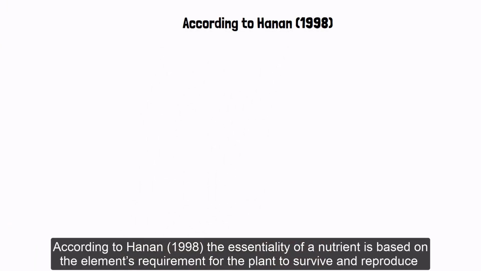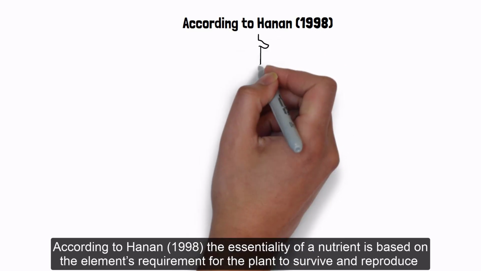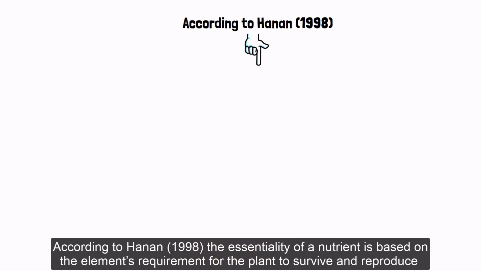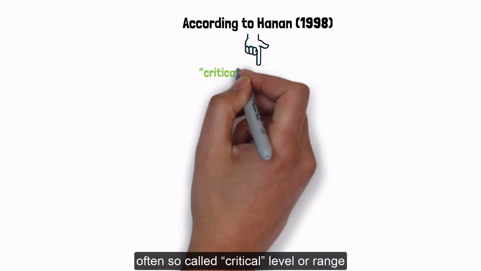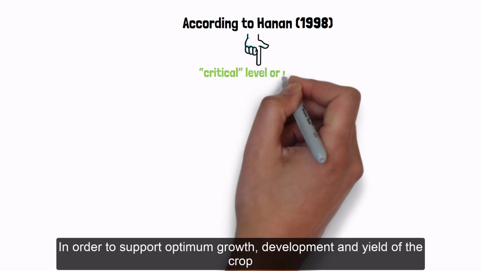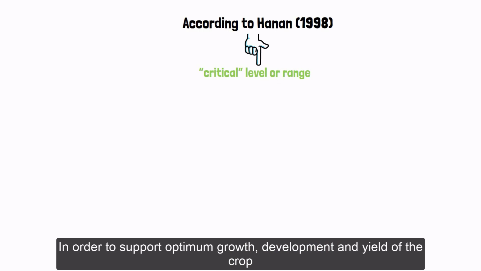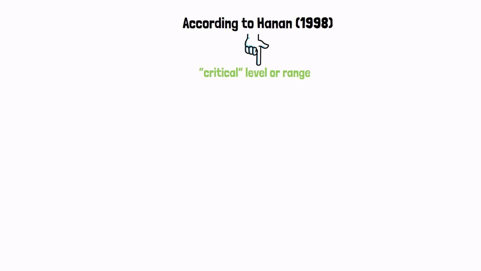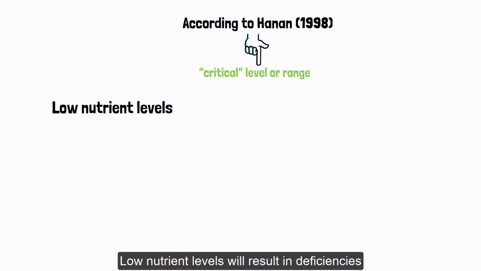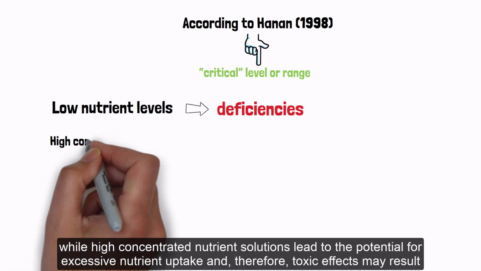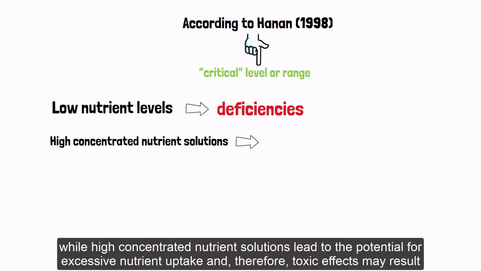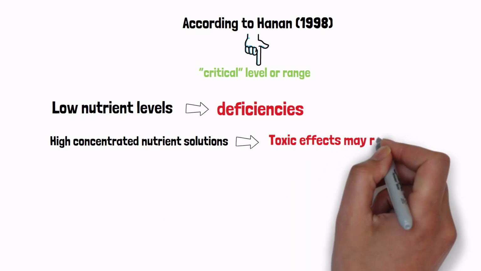According to Hanan, the essentiality of a nutrient is based on the element's requirement for the plant to survive and reproduce, often so-called critical level or range. In order to support optimum growth, development and yield of the crop, the fertilizer feed solution has to continuously meet the nutritional requirements of the plants. Low nutrient levels will result in deficiencies, while highly concentrated nutrient solutions lead to the potential for excessive nutrient uptake and, therefore, toxic effects may result.